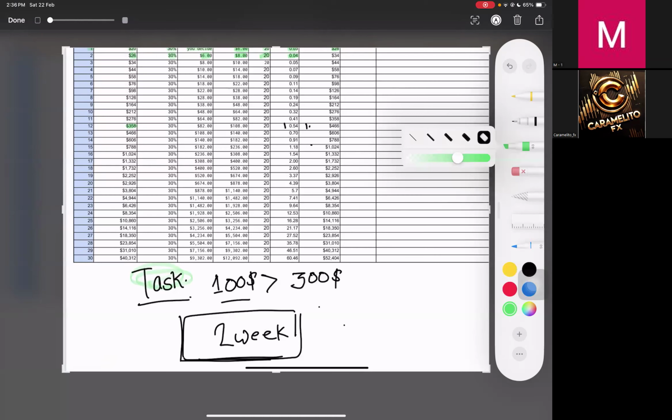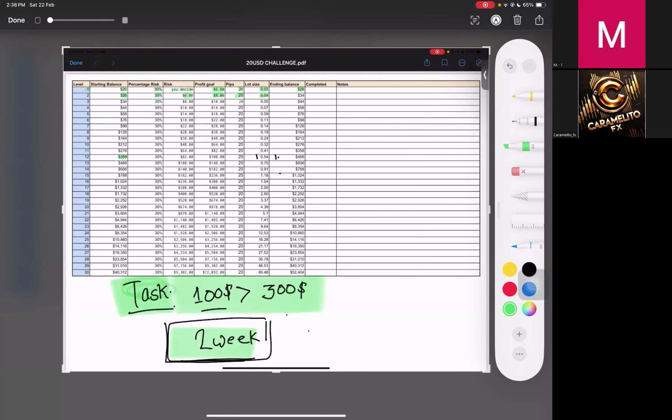This one. Can or not? Inshallah, I can. You can choose. It's either you want to do this $20 challenge or you want to do this task challenge. It's number 1 or number 2. It's either one. Okay, so you can choose either one.